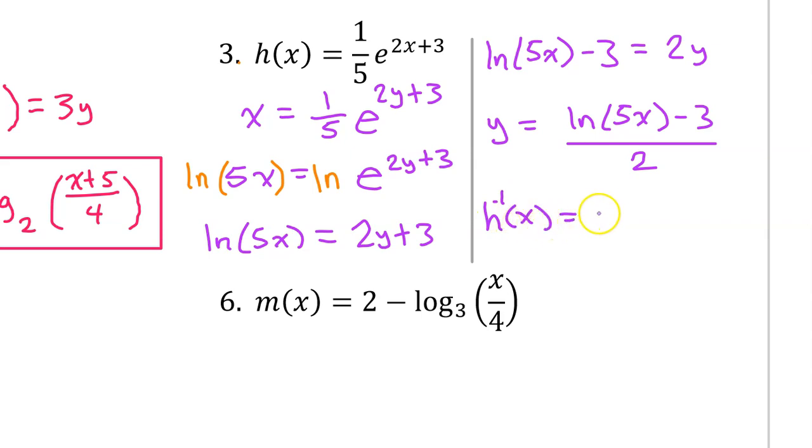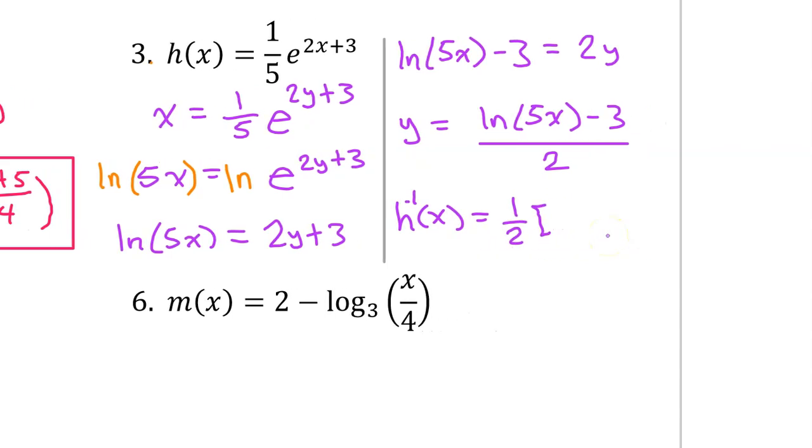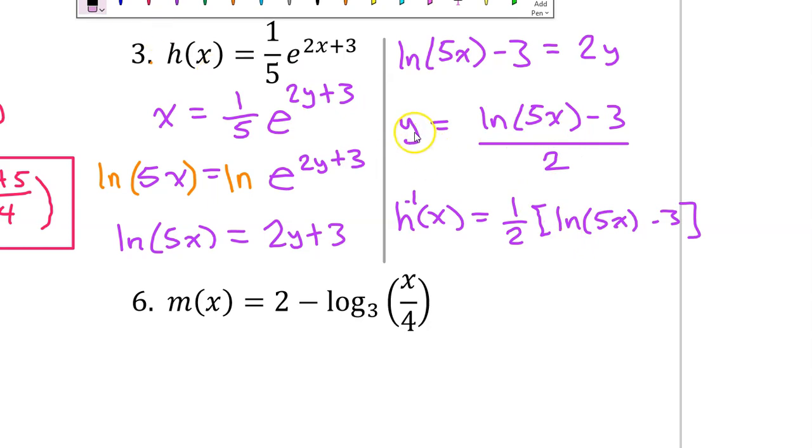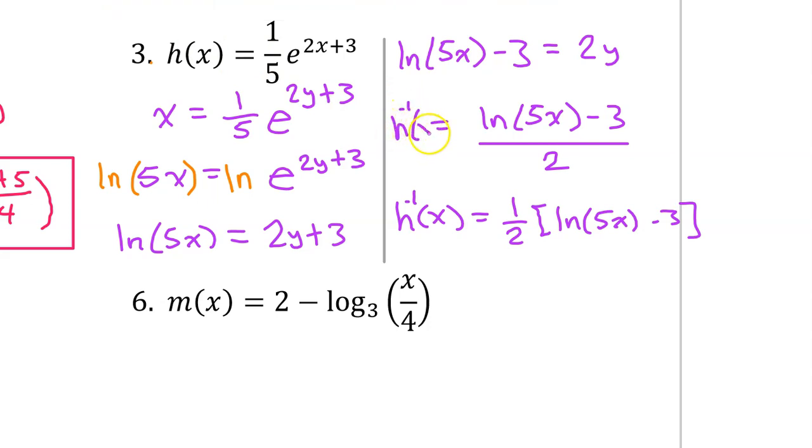But if I put the 1/2 in the front, I need to use an extra set of parentheses, well, brackets, and on the inside goes the entire numerator: natural log of 5x minus 3. So either one of these is okay. If you want to use the previous version, then again, instead of putting y, you would just put h inverse.